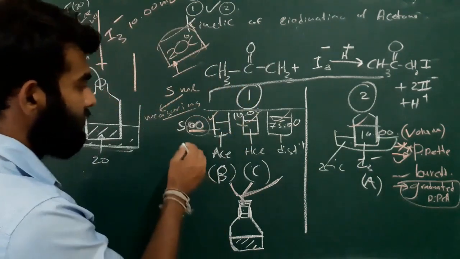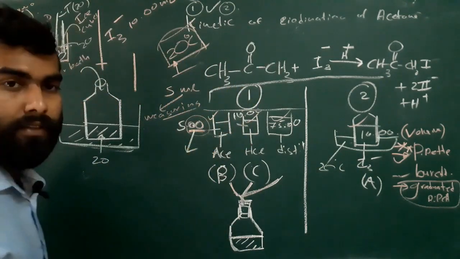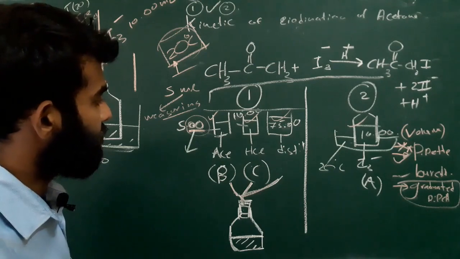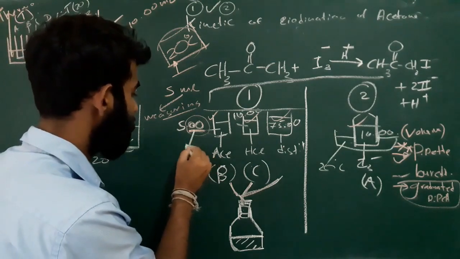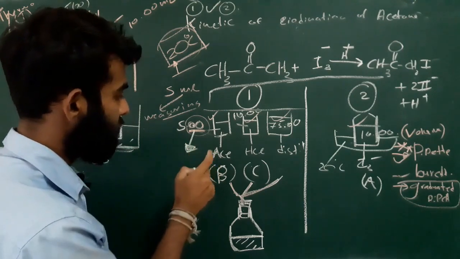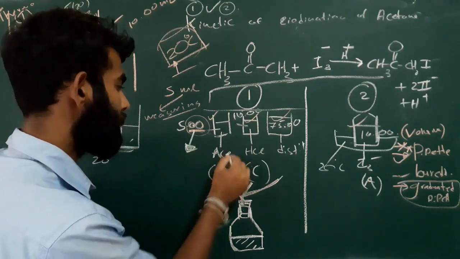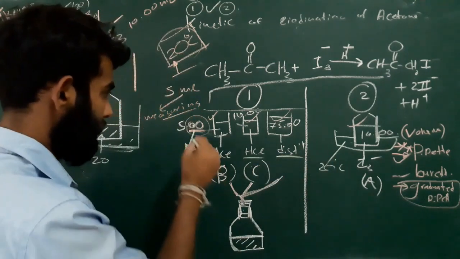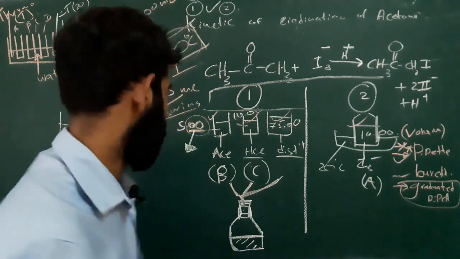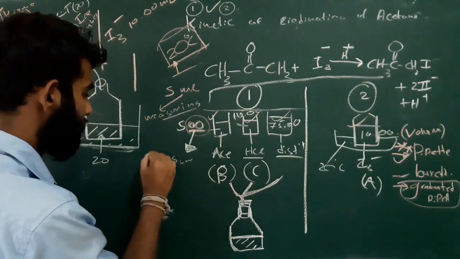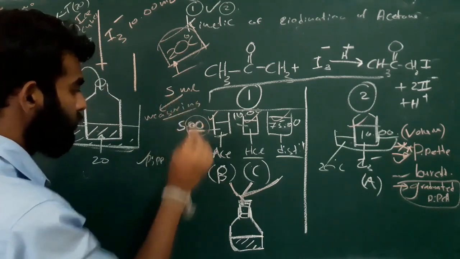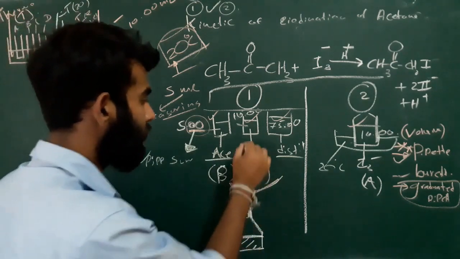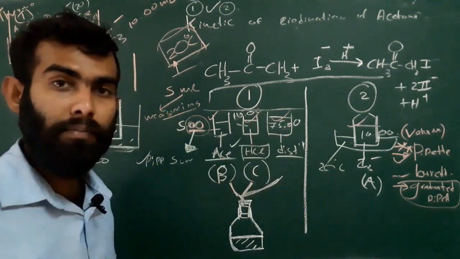Okay, here this 5 ml of acetone, 10 ml HCl, and 75 ml distilled water. In our lab we have 5 ml pipettes. So we can use a 5 ml pipette to add this acetone solution, and we have 10 ml pipettes also. We can use a 10 ml pipette.